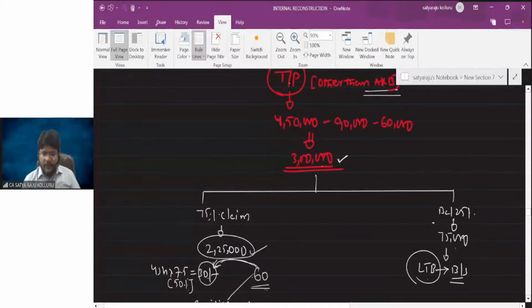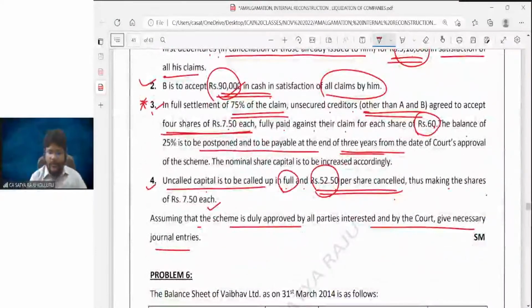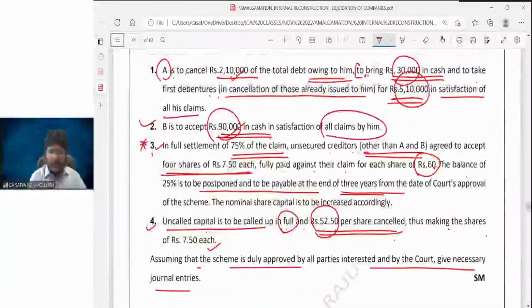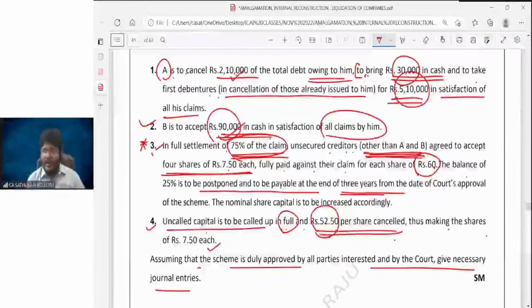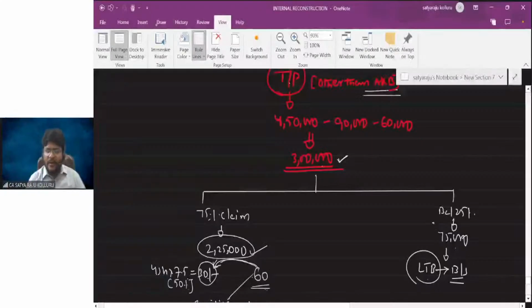Okay. All of you, please read the sentence carefully. What is given, you should understand first. In full settlement of 75% of the claim related to unsecured creditors other than A and B. First of all, you need to calculate how much the unsecured creditors other than A and B are.